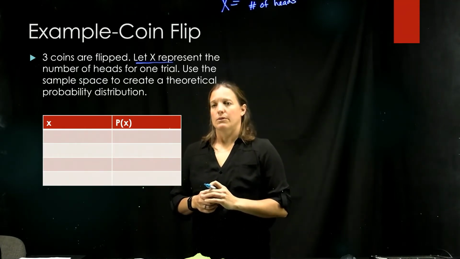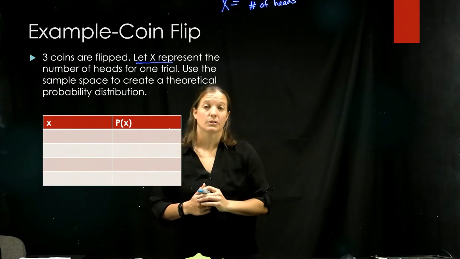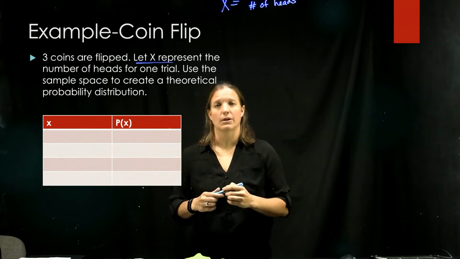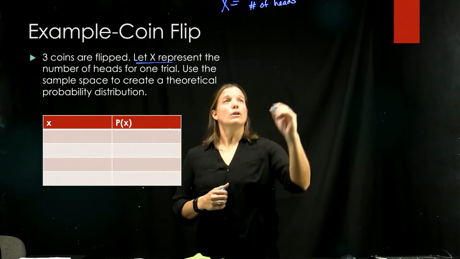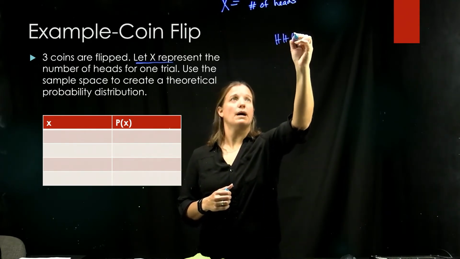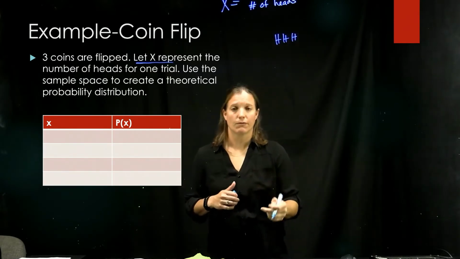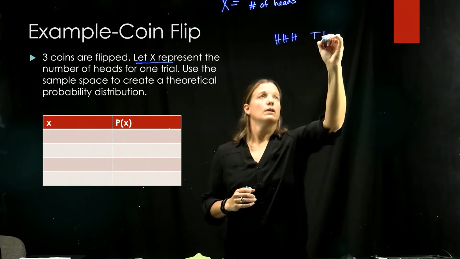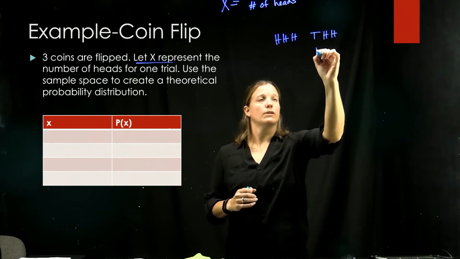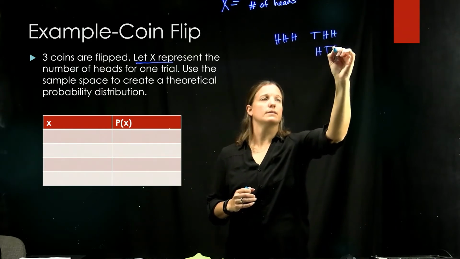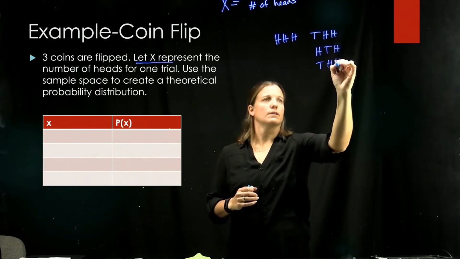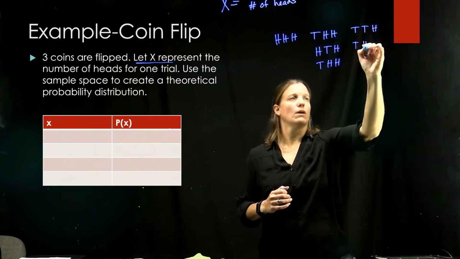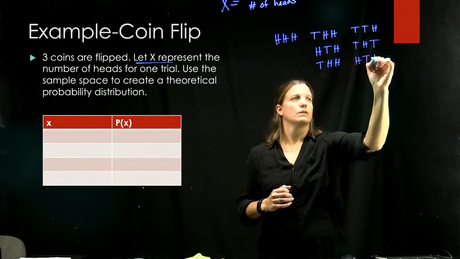Okay, and what we're going to be doing is we're going to use the sample space. So we're actually going to list out the sample space this time, and we're going to use that to create a theoretical probability distribution. So what you want to do is think about what are all the possibilities that could occur if you were to flip 3 different coins. So you could get 3 heads in a row. You could get 1 tail and 2 heads. You could get heads, tail, heads, etc., etc. So you would keep listing these out until you have all the possible outcomes listed.